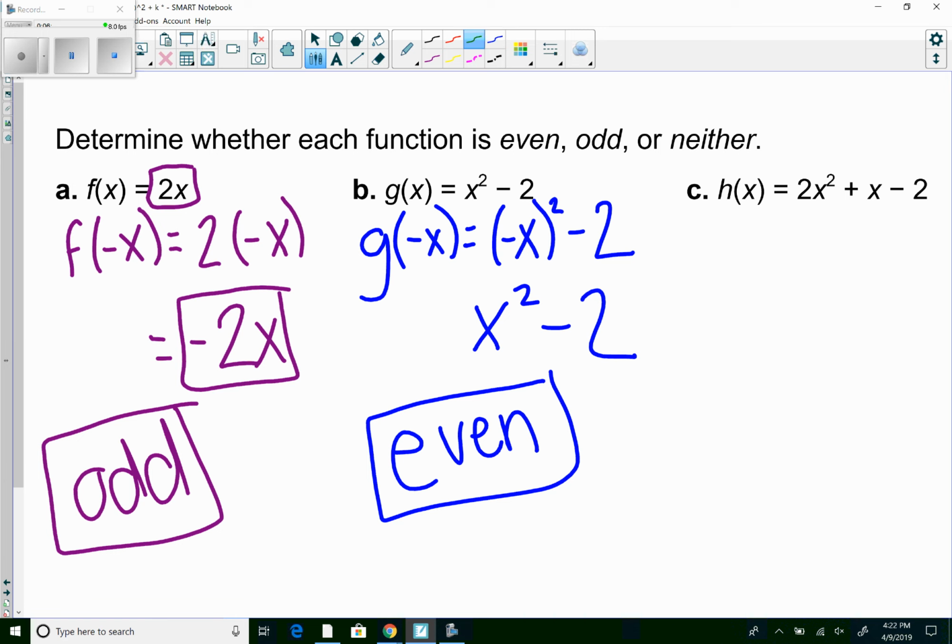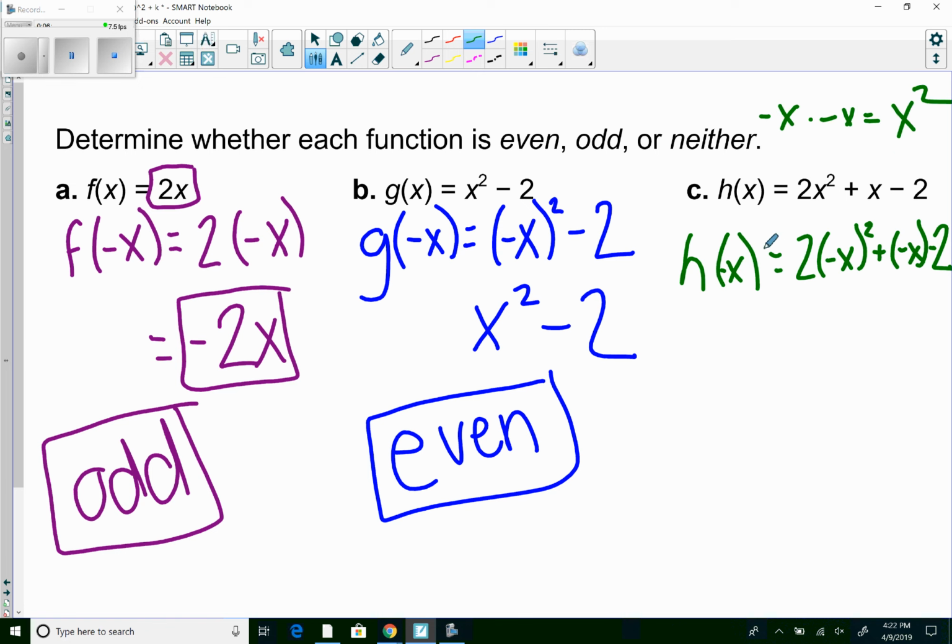Okay, then for letter C, same kind of thing. Let's plug in negative x there. So there's negative x squared plus, we've got negative x, I'm going to run out of room, minus 2. Made it. Okay, so here, this is going to stay, right? Because we have a negative x times negative x. That's just going to turn into positive x squared.